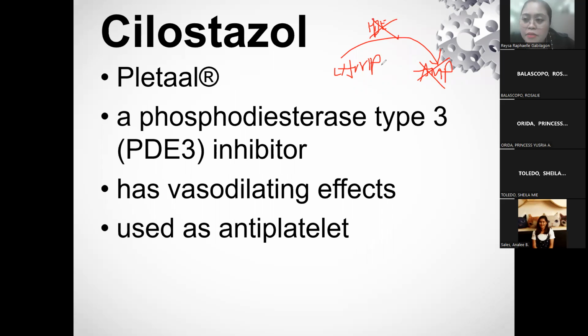This cyclic adenosine monophosphate kasi is very beneficial in the body because it can cause vasodilation. So if it can cause vasodilation, it will improve blood flow even in the periphery to help a person with intermittent claudication since there is an obstruction and if you're going to dilate, makakadaan yung blood and can supply oxygen in those areas. Okay, or even all over the body.